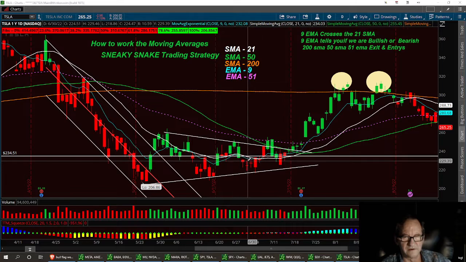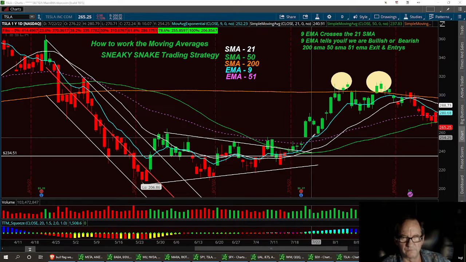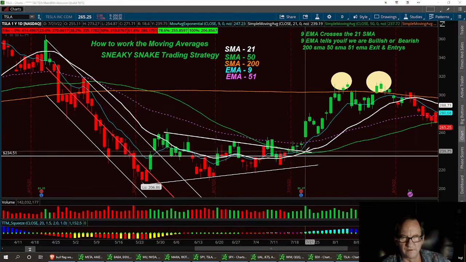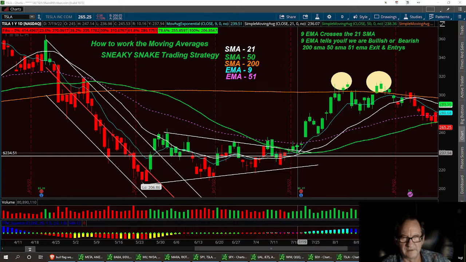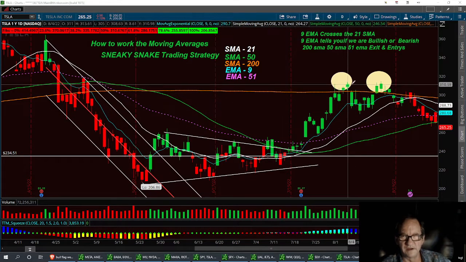Now the 9 also crossed the 21 right here, which keeps it above the 21, tells you that you're still bullish. That's the blue line over the white one. That crosses the 50, and then eventually it comes up here and hits the 9, hits the 200, and that's an exit idea. You got a double top.